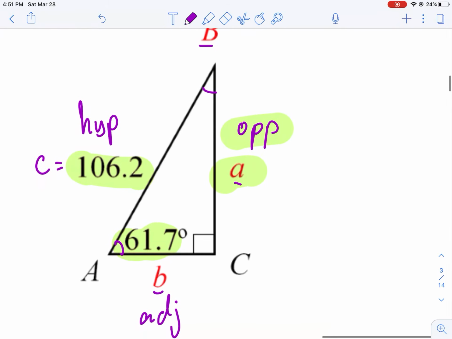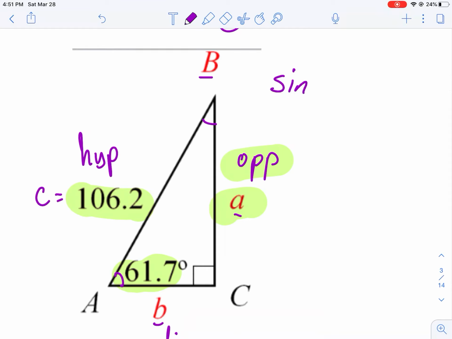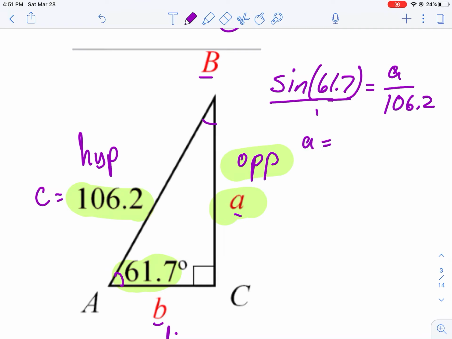So let's take a look at the sine function. Sine of the angle 61.7 equals the opposite side A over the hypotenuse, which is 106.2. To solve this, you can put it over 1 and cross multiply and divide, or in this case you could just multiply both sides by 106.2. In the end you'll get A equals 106.2 times sine of 61.7. Go ahead and type that in your calculator and you'll find that A equals 93.5.